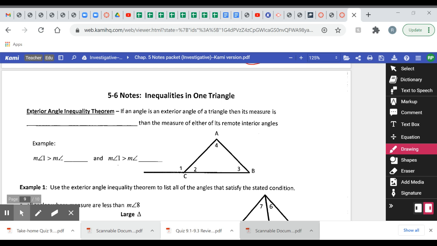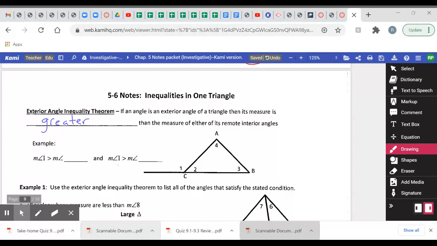So the first thing we're going to talk about is the exterior angle inequality theorem. And it says if an angle is an exterior angle of a triangle, then its measure is greater than the measure of either of its remote interior angles.